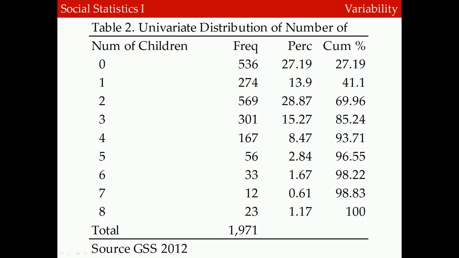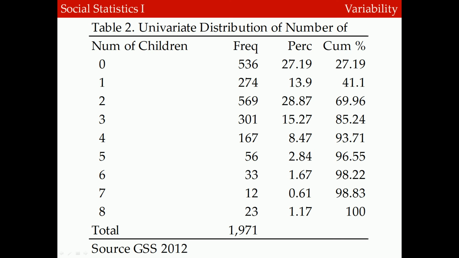So, here's the distribution of number of children. Let's say that we wanted to calculate the interquartile range using this distribution. We have to locate two quantities. We have to locate the category that corresponds to the 25th percentile, or Q1, and the value that corresponds to the 75th percentile, or Q3.